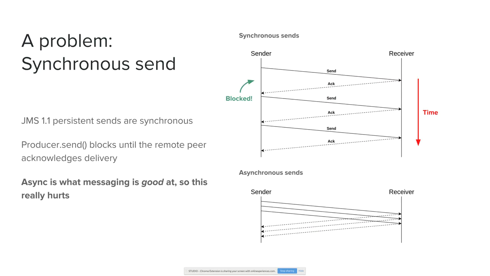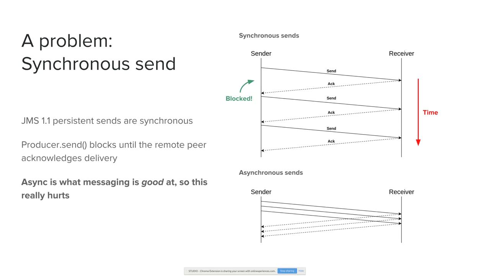JMS 1.1 was not without a few problems. So we'll talk about what are the problems and what are the problems that JMS 2 solved. So one big problem in JMS 1.1, this is the one that I would select as the most important, is that the persistent send operation, persistent send is the default send mode in JMS 1.1, is synchronous. That means that your send call blocks waiting for a round-trip communication with the remote peer. The send call blocks until the message acknowledgement is received back at the caller.